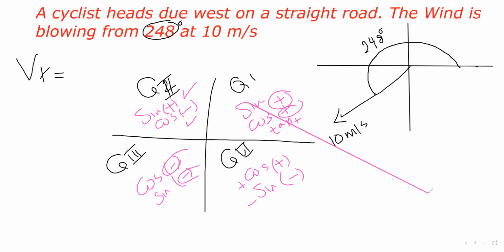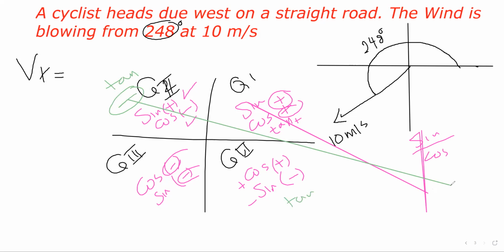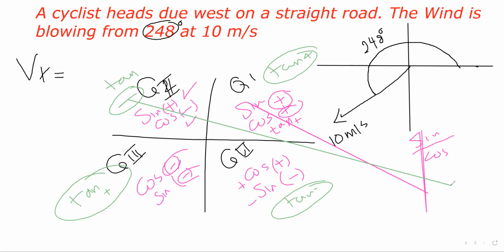For the tan, as I told you before, it is sine over cosine, so the tan here is negative. The tan here is also negative, but the tan in the first quadrant is positive, and the tan in the third quadrant is also positive. So the tan is positive in the first and third quadrants, and negative in the second and fourth quadrants. The sine is positive in quadrants 1 and 2 only. And the cosine is positive in quadrants 1 and 4 only.